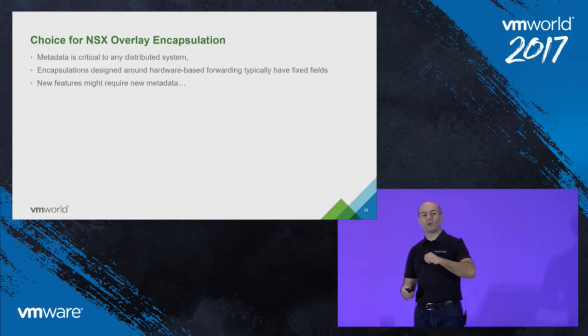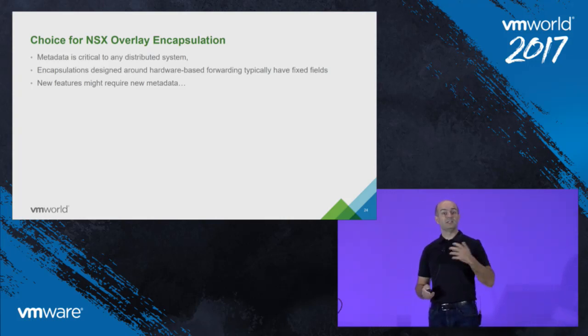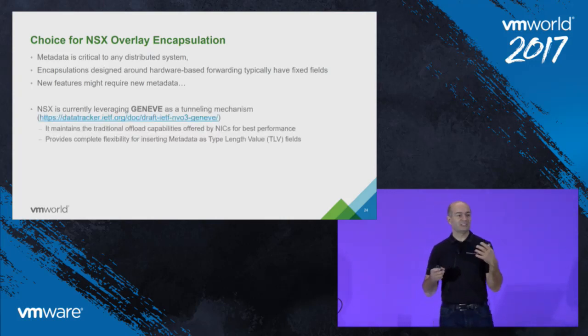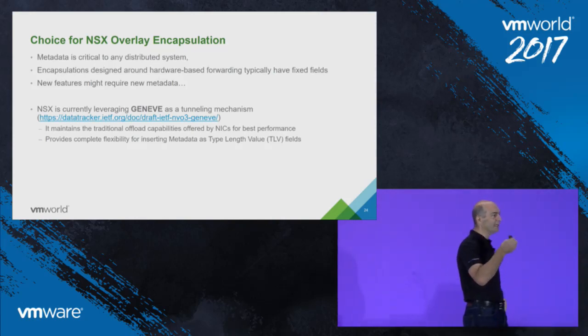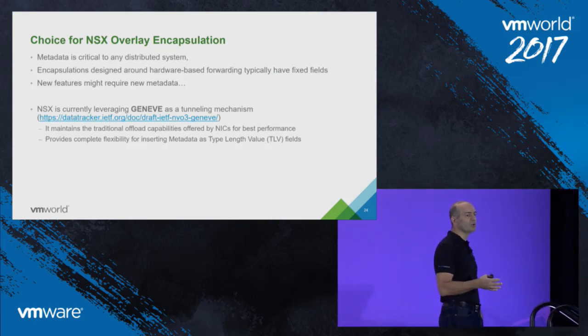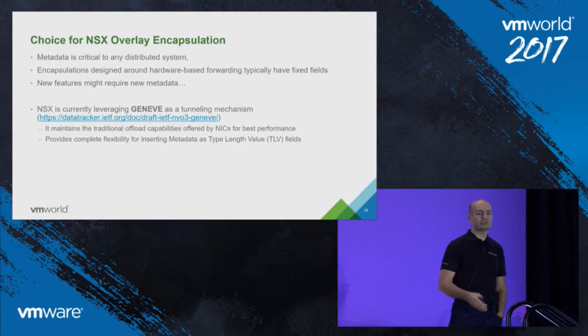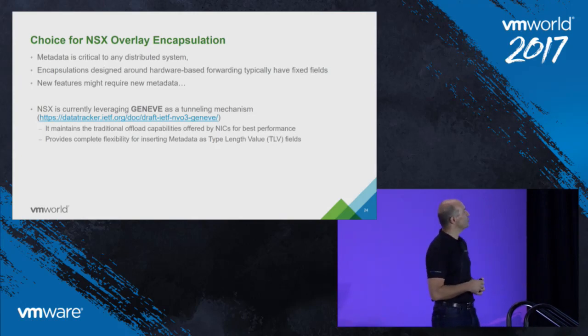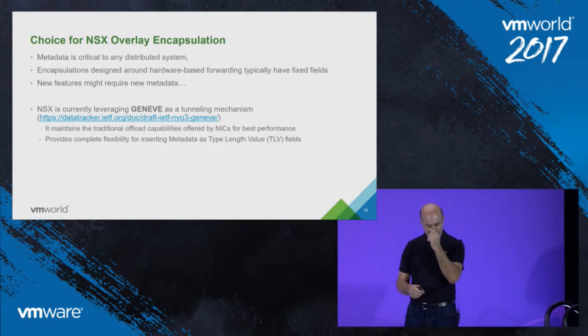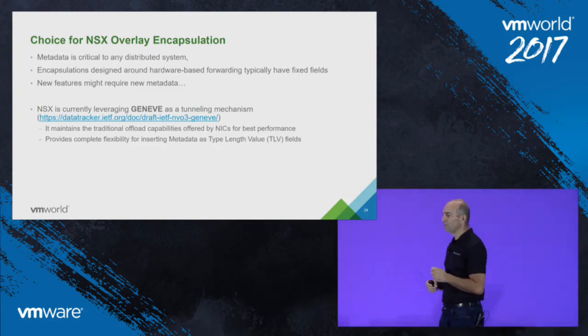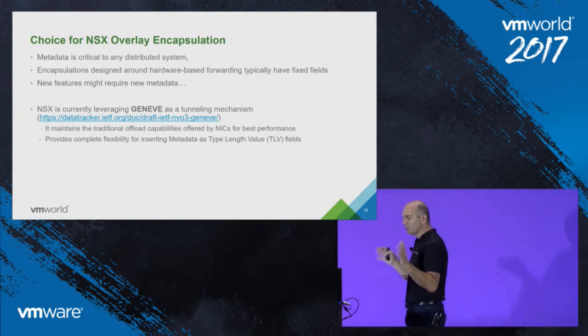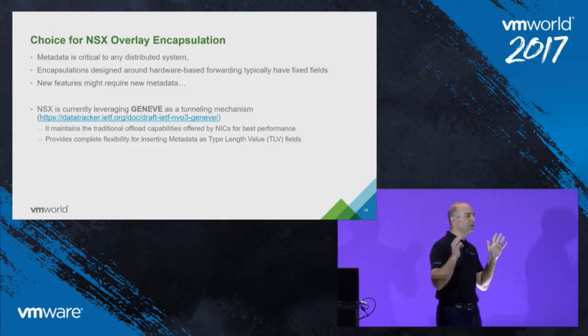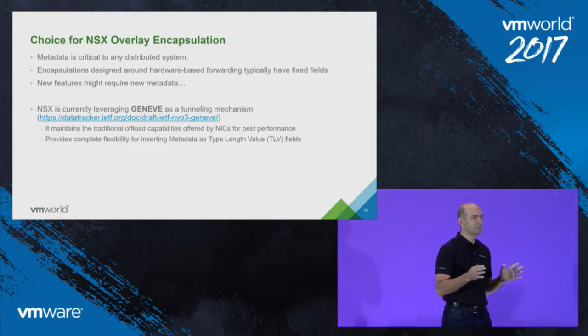So for us, VMware as a software company, that's completely the opposite. We want an encapsulation that is as flexible as possible, where we can add this kind of metadata when we want, when we develop new features, so that we don't rely on the hardware anyway. We want total flexibility so that we can build new features quickly. And that's why we're going to leverage Geneve for NSX-T. I'm not going to go into the detail of Geneve, but the only thing you need to know is that it's a very basic model.